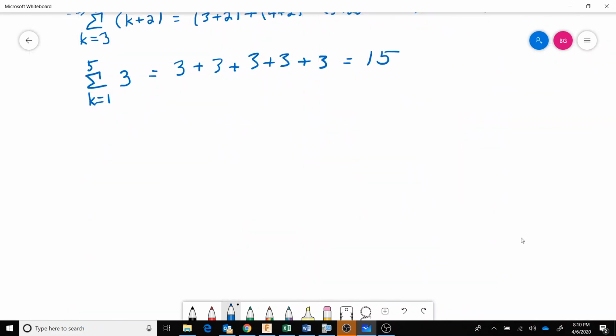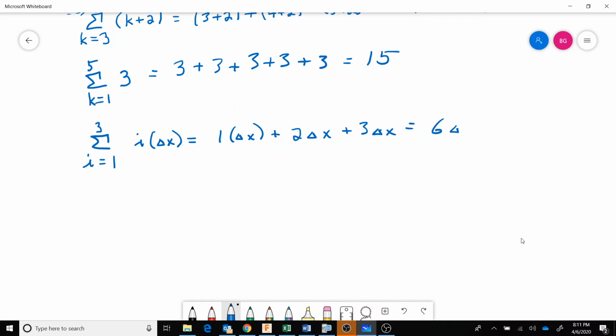Now, you might also encounter a problem that looks like this. Maybe the sigma notation says, I'll go back to I equals 1, and maybe we'll go to 3 this time. And the actual problem says the answer is I times delta x. Well, when I is 1, I'd have 1 times delta x. When I is 2, I would have 2 times delta x. When I is 3, I would have 3 times delta x. Looks like this guy just ends up being a 6 delta x.